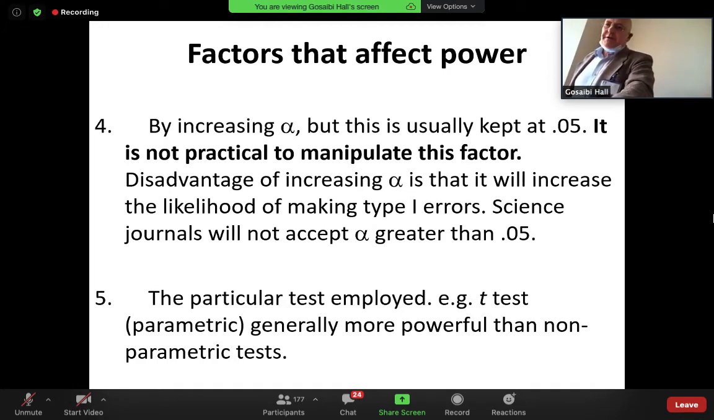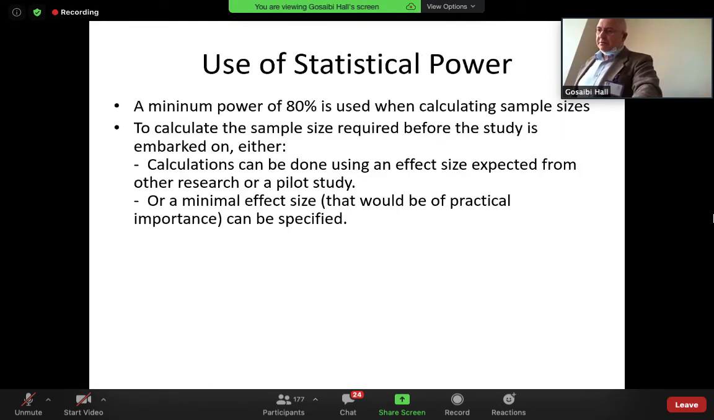I'm going to be covering parametric tests, and I think later in the semester you will have a lecture on non-parametric tests, which can be more powerful in some situations. But in general, if the assumptions are satisfied for a t-test, then parametric tests are more powerful. Okay, so statistical power.